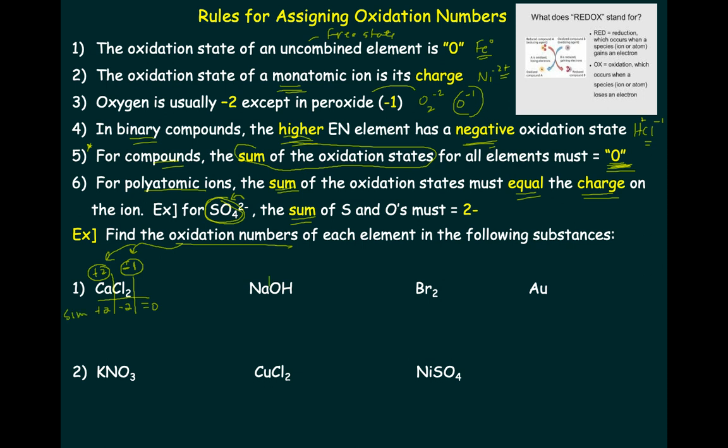Okay, NaOH is an interesting one. We'll cut this up a little bit. Okay, we know that oxygen is usually -2. Hydrogen is +1 in the base. So that means +1 must be for these guys. So that's equal. That's easy to know. So +1, -2, +1. Okay, bromine by itself is written at 0. Gold by itself is written 0.